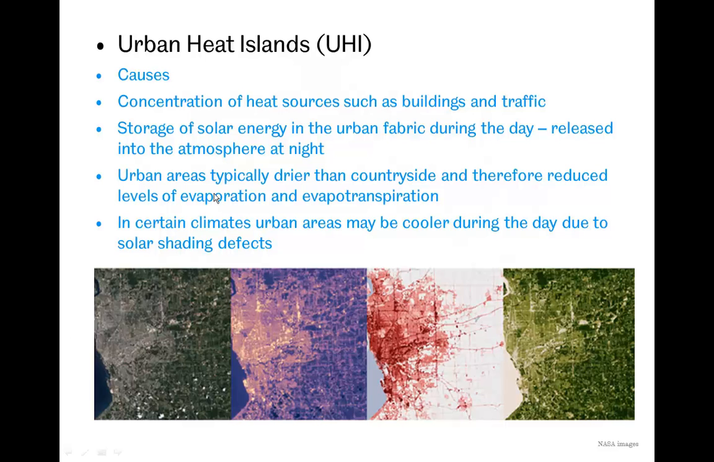Urban areas are typically drier than the countryside, and therefore you get reduced levels of evaporation and evapotranspiration. So we've got less water evaporating, which creates a cooling effect. Evapotranspiration, i.e. plants, creates a cooling effect. In certain climates, urban areas may be cooler during the day due to solar shading effects. I should say effects, not defects. So in some climates, the buildings can create a benefit because they're creating a lot of shading.